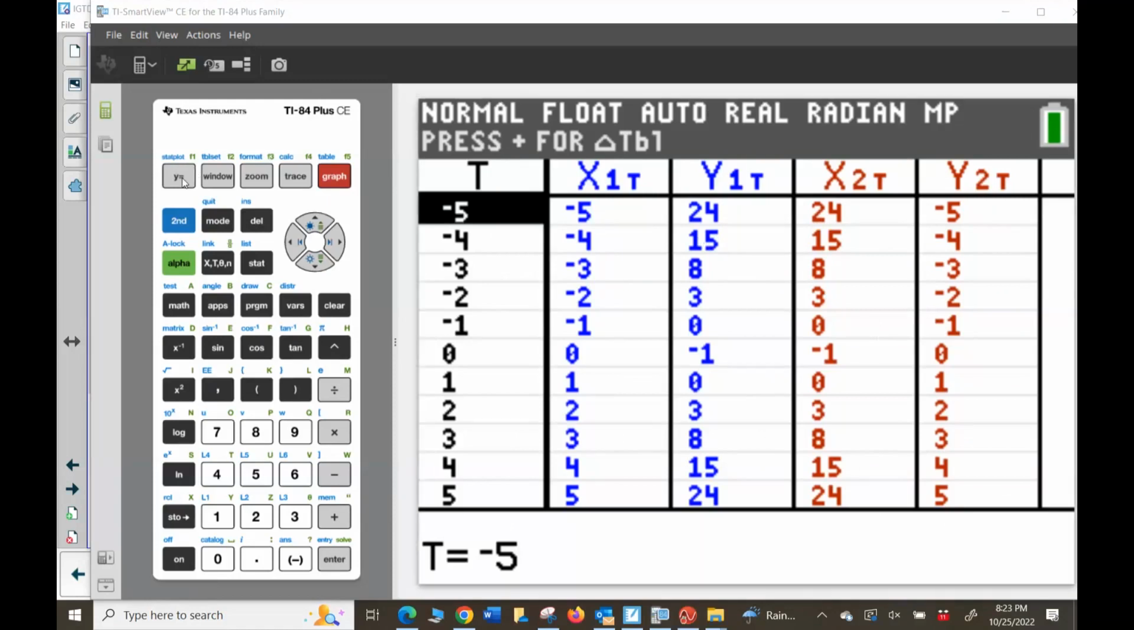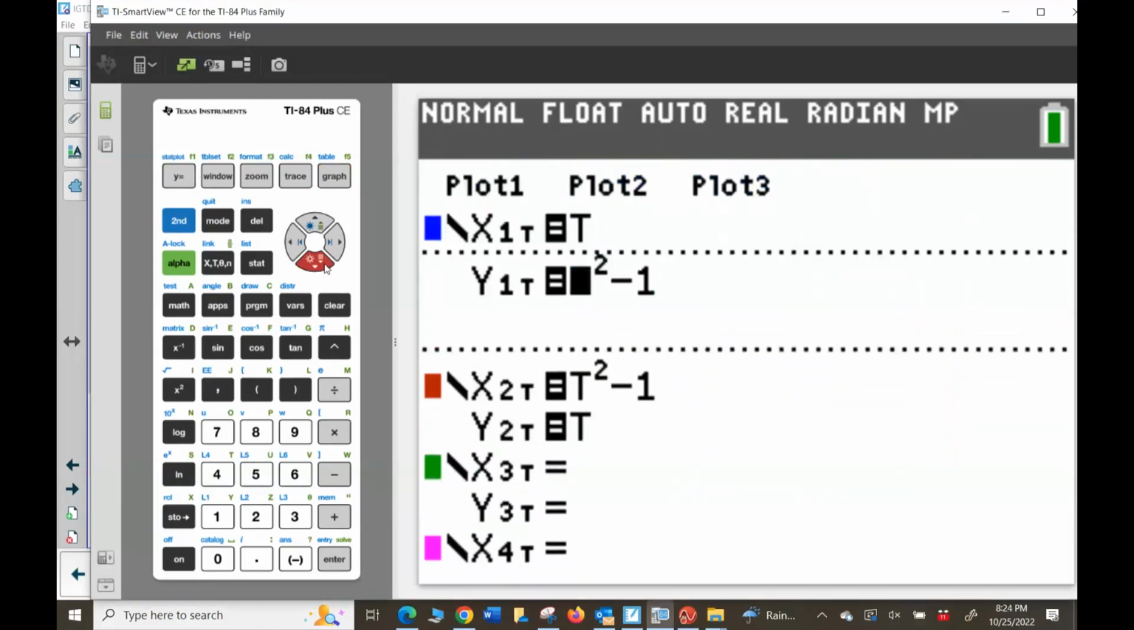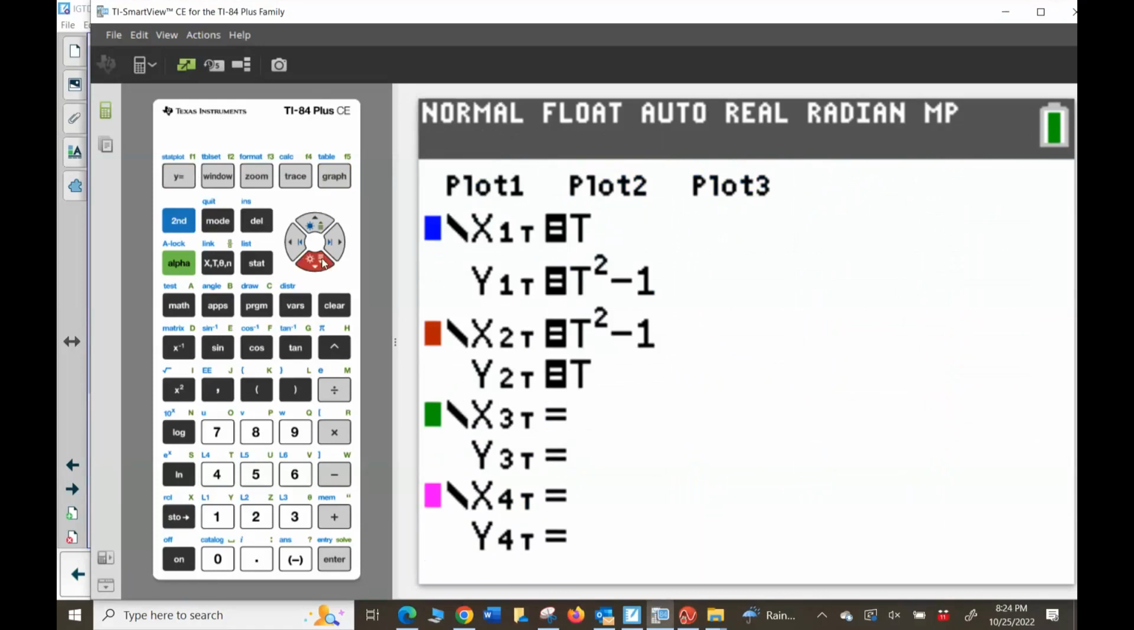Then if you go back to y equals, let's go ahead and graph the line y equals x to see that perfect symmetry about it.